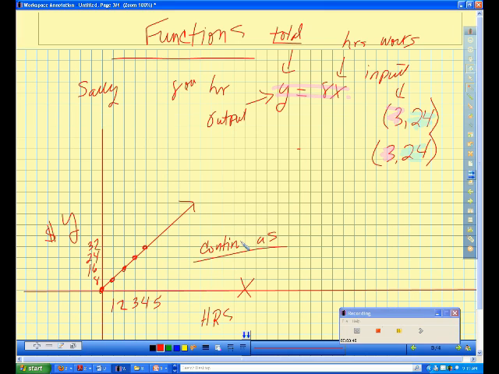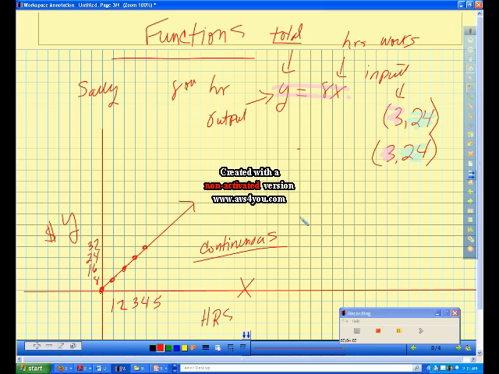Continuous is just our fancy math way of saying that we connect the dots. Remember, the reason we do that is because technically you can have half of an hour and you can have half of a dollar. So these values in between each data point are possible. So that's what makes this a continuous function.